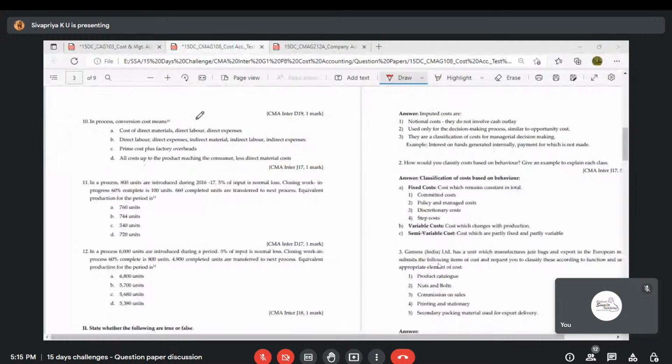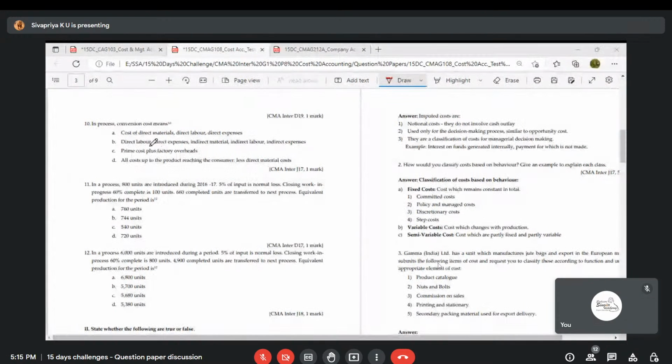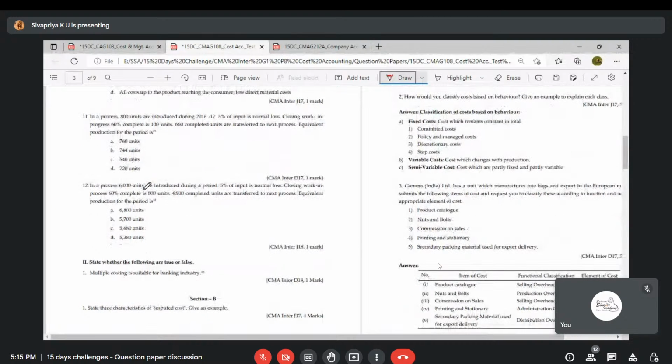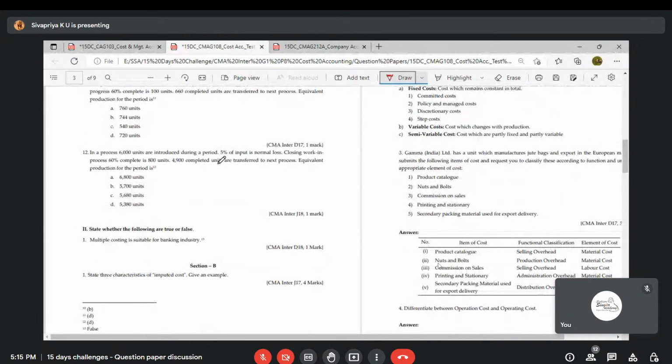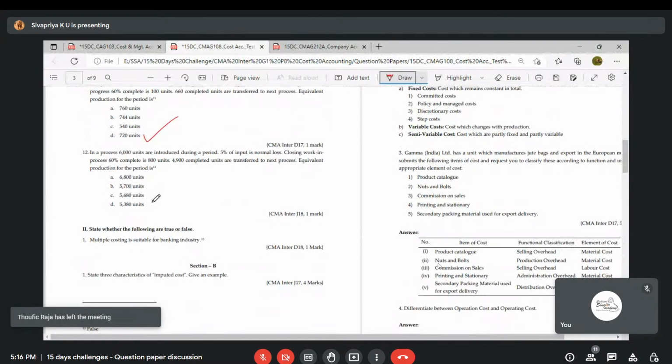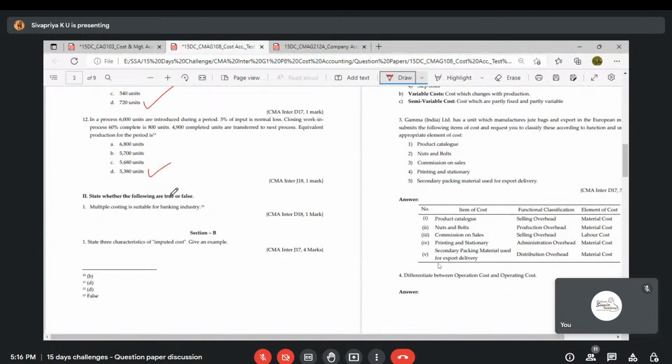In process costing, conversion cost means direct labor, direct expenses, indirect material, indirect labor and indirect expenses. And in this process costing problem, they ask to calculate equivalent production for the period. The answer is 720 units. And here the answer is 5,380 units. And multiple costing is suitable for banking industry. The answer is false.